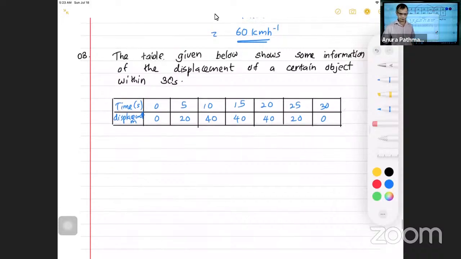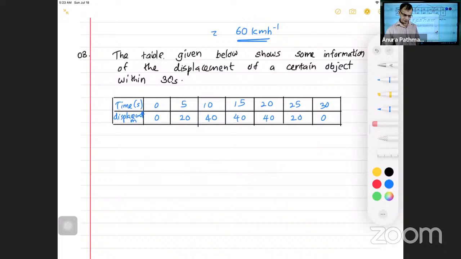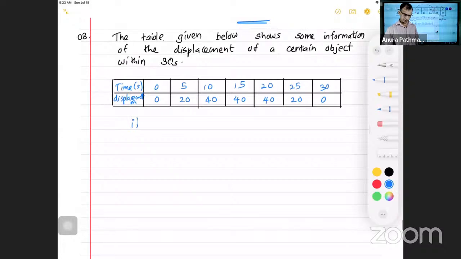Right. My first question: who came late to the class? Harun, answer. Right. My first question: where was the object when time is 0 seconds?